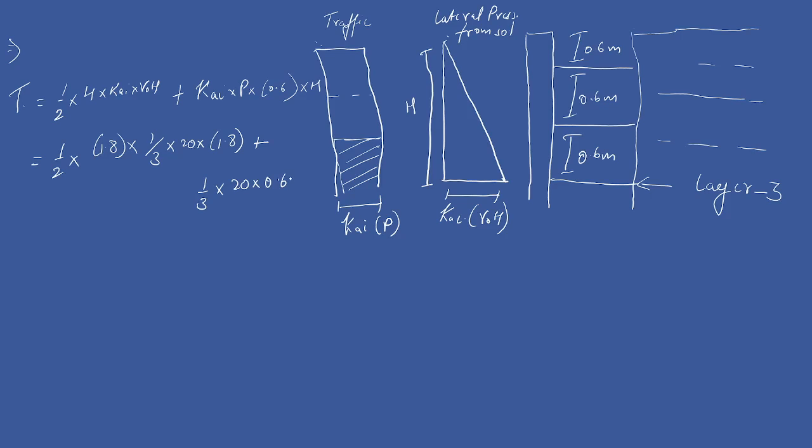So this is H is 1.8. So basically we are calculating the pressure here, Ki gamma into H. So 1 divided by 3 into 20 into 1.8.